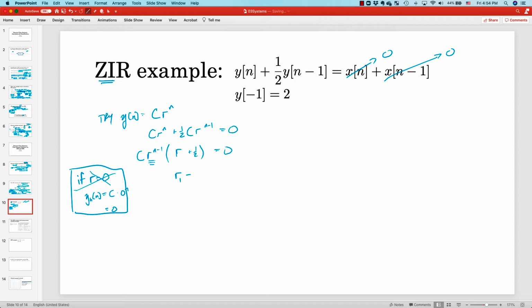So the characteristic root here is negative 1/2, which means that our important homogeneous response is going to be some constant times r1 to the n, and we now know that that looks like some constant times negative 1/2 to the n. So how do we figure out the constant? That is where the initial condition comes in. So the ZIR as a function of n is going to have the homogeneous form, so it's going to look like c1 times negative 1/2 to the n. But we know something about the ZIR that we didn't particularly know about the homogeneous, and that is at n equals negative 1, the ZIR takes the value of 2.